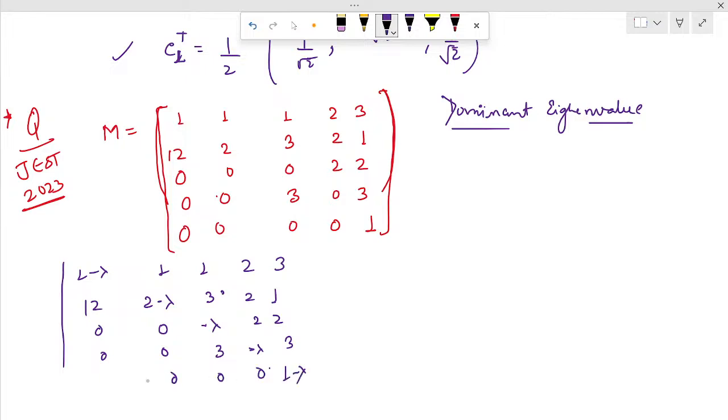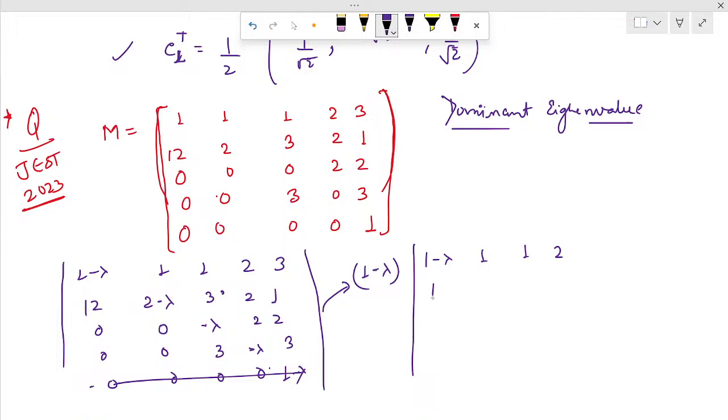So try to expand from here. Try to expand your determinant from here. So if you expand it from here, you will get 1 minus lambda, and then you have this entire thing, 1 minus lambda, 1, 1, 2, and then you have this 12, 2 minus lambda, you have 3, 2, then you have 0, 0 minus lambda 2, and then you have 0, 0, 3 and minus lambda.